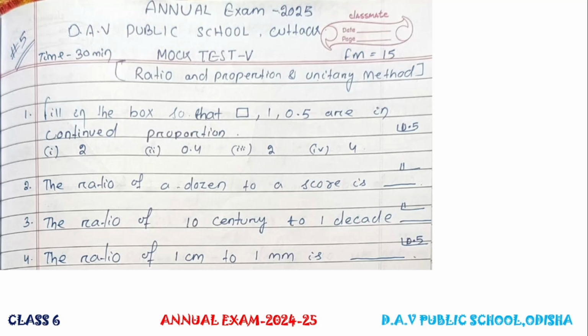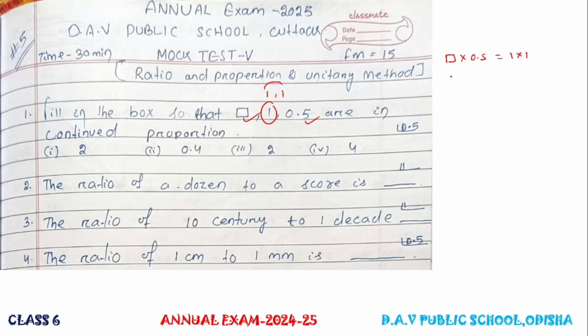So let's start the session. First, question number 1. Fill in the box so that box, comma 1, comma 0.5 are in continued proportion. Okay, so tell me, what is continued proportion? Continued proportion means the middle term we write 2 times, yes or no, means 1 comma 1. Now the 4 terms: first and last are extremes and middle are means. So we can write the product of the extremes, that is box into 0.5, equal to 1 into 1, the product of the means, yes or no.